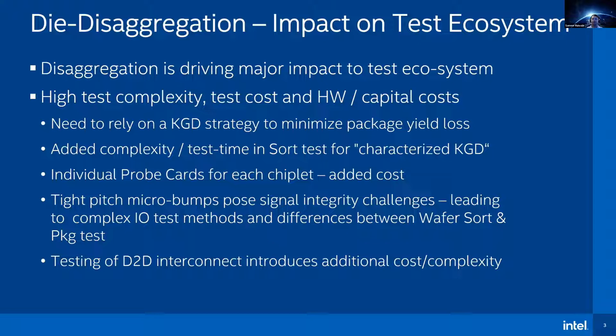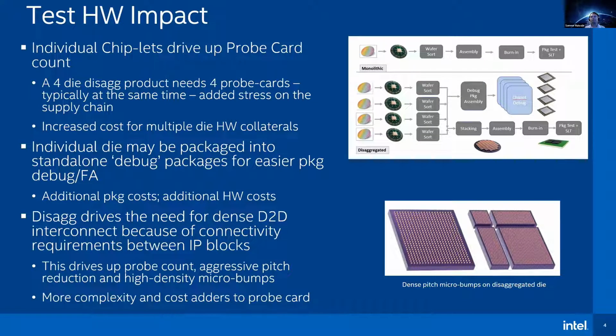So let's look at some of these. So let's talk about test hardware impact. Individual chiplets drive up probe card count. That's just a basic, more chiplets you have, the more probe cards you need. And you need them typically at the same time. When you have a die disaggregated product and you have multiple die being put on the package, you're typically going to sort them together. And that just drives up the need for this added hardware.